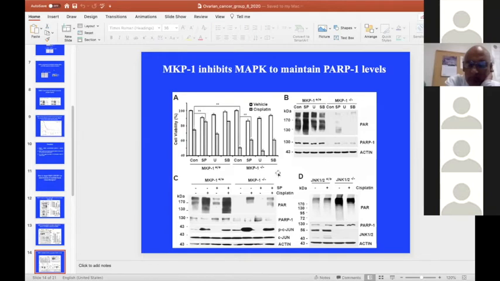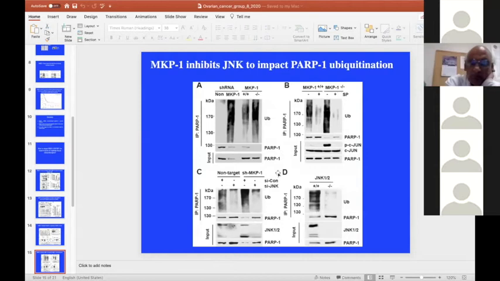So this establishes the correlation. Actually JNK is important for the PARP expression in the context of MKP1. Then we ask what's the mechanism. So one thing you could think about is maybe JNK phosphorylates PARP1, which then leads to degradation.